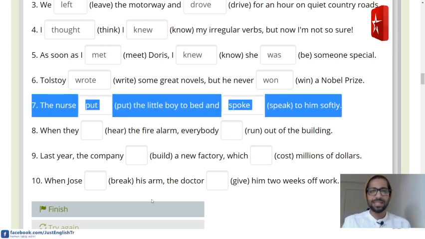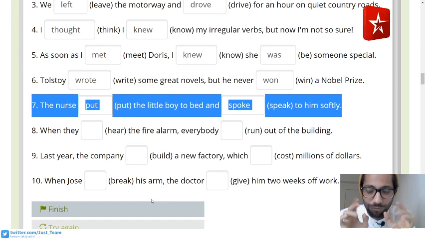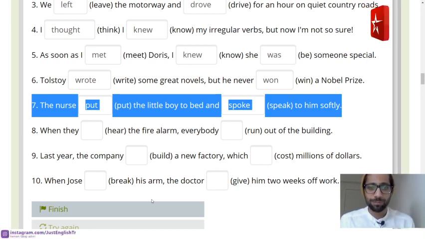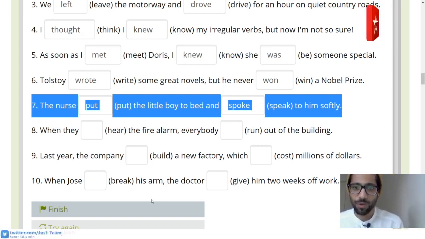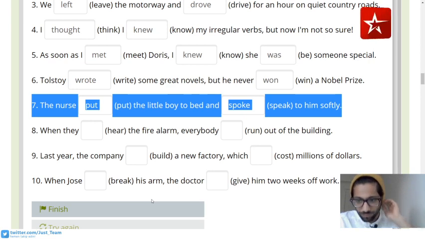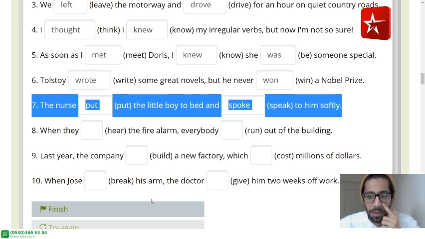The nurse put the little boy to bed and spoke to him softly. She spoke to him softly. So, what do we have now here? The nurse put the little boy to bed and spoke to him softly. Is there any sign of repetition for several times, or once in time, or sometime in the past? Thank you so much, Miss Narsina. Very nice. Once in the past.